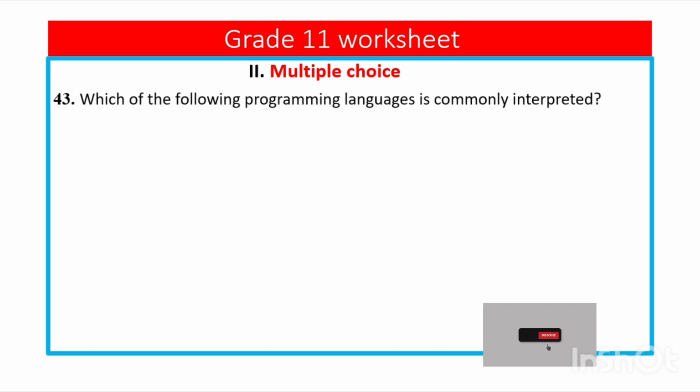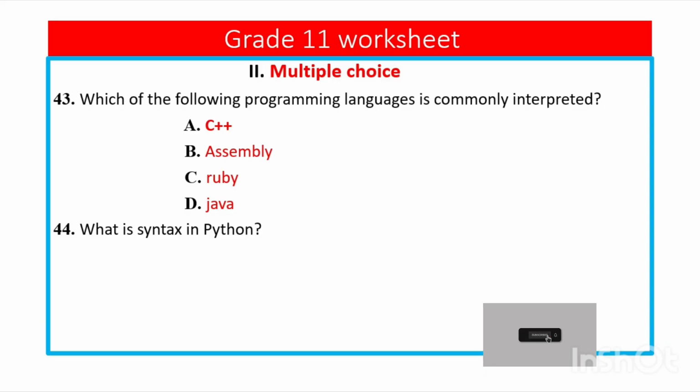43. Which of the following programming languages is commonly interpreted? A. C++, B. Assembly, C. Ruby, D. Java. 44. What is syntax in Python?